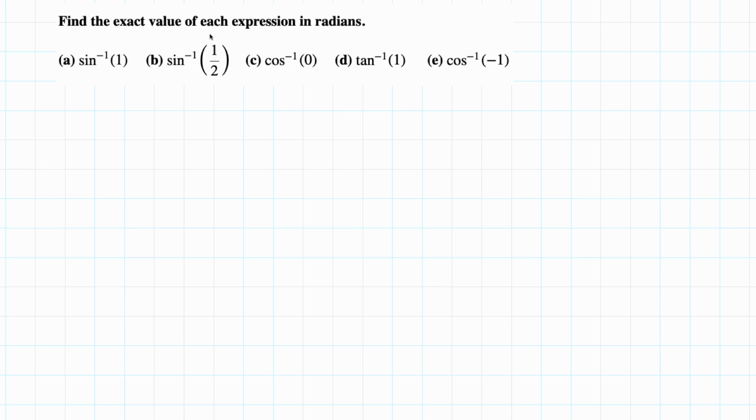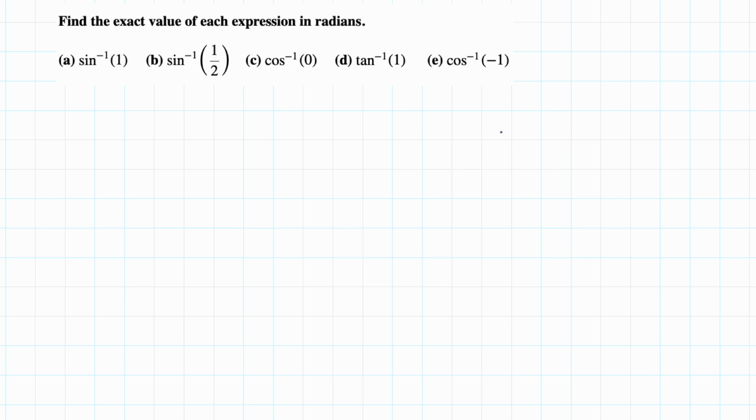Find the exact value of each expression in radians. So we've got inverse functions here, sine inverse of 1. This is sometimes written as arc sine of 1, same thing. So sine inverse of 1 means we'll get an angle. So the answer will be an angle, okay?